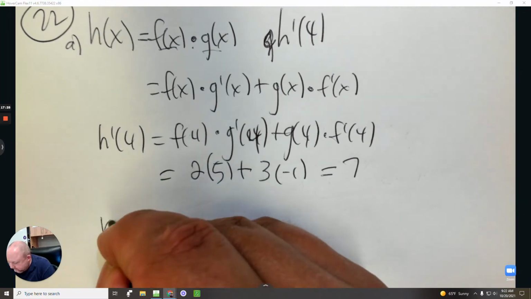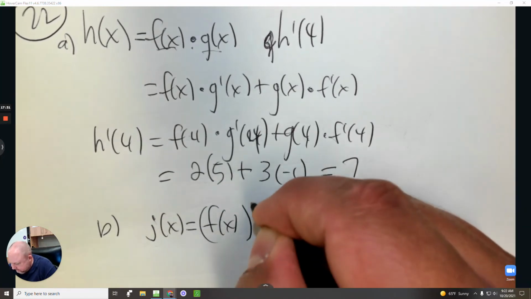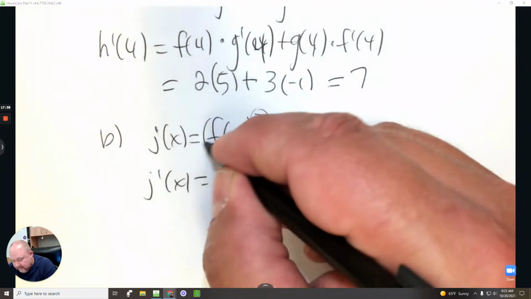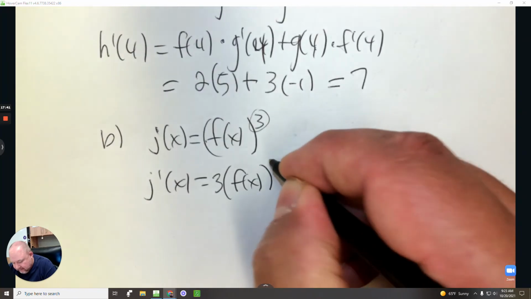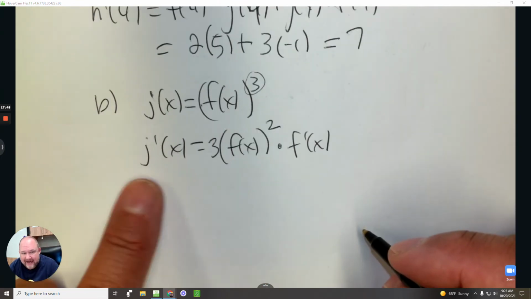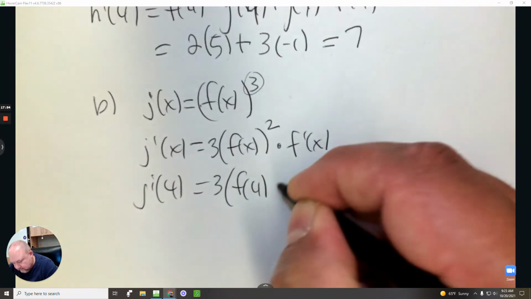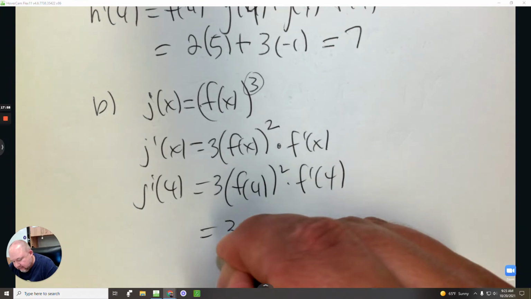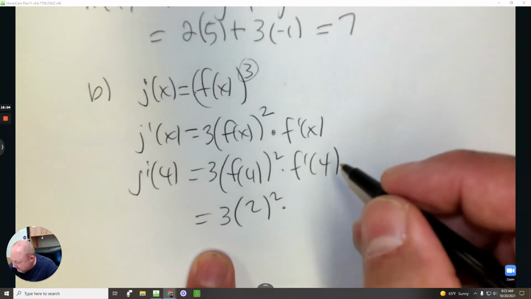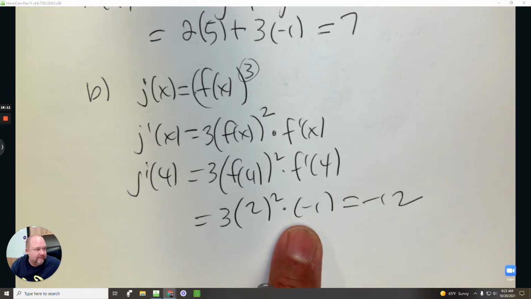For B, J, you don't see J very often for a function. So step 1 is to take the derivative here, generically. This is the chain rule. So 3 times the base in front, write down the base over again, subtract 1 from the exponent, and then the hook, which is the derivative of what's inside. Now plug in 4. And then plug in the values from the question. So f at 4 is 2. f prime at 4 is negative 1. So this is 12 times negative 1, so that's negative 12. 23.